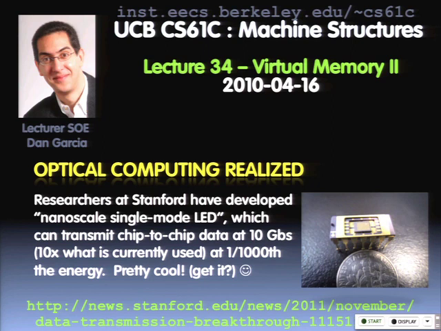News of the day is optical computing has been one of the future technologies we've always seen, always a couple years away. The idea is you don't have the heat drain if you have current flowing on wires. If you have just light passing from A to B, you don't have the heat generated. And folks at Stanford have developed what they call the nanoscale single-mode LED, which can transmit data chip to chip 10 times faster than it can now with 1/1000th the energy. I thought that was pretty cool. See? Cool? Get it? Cool? Yeah. No love there. Okay.